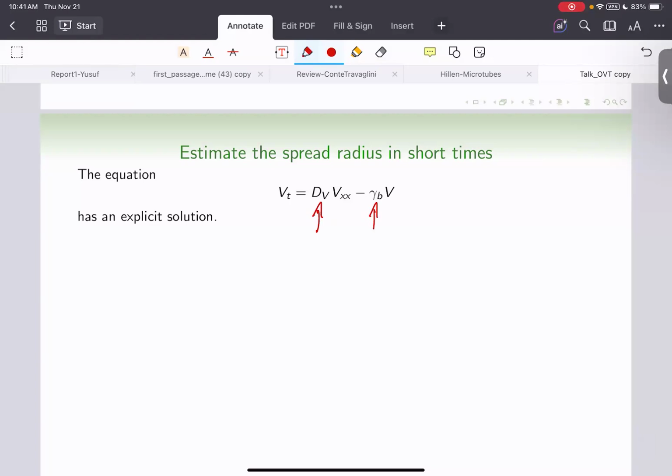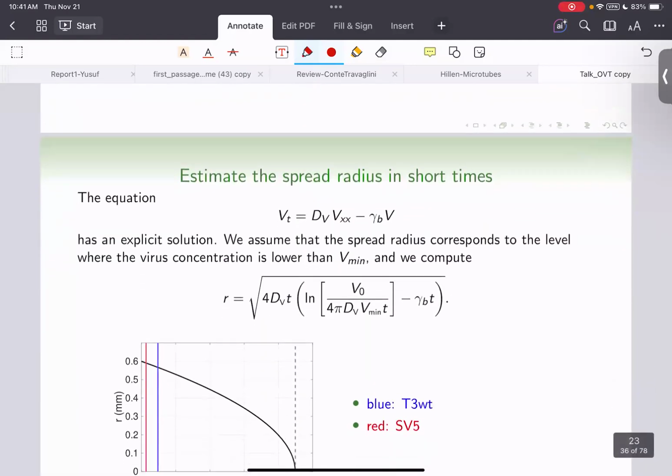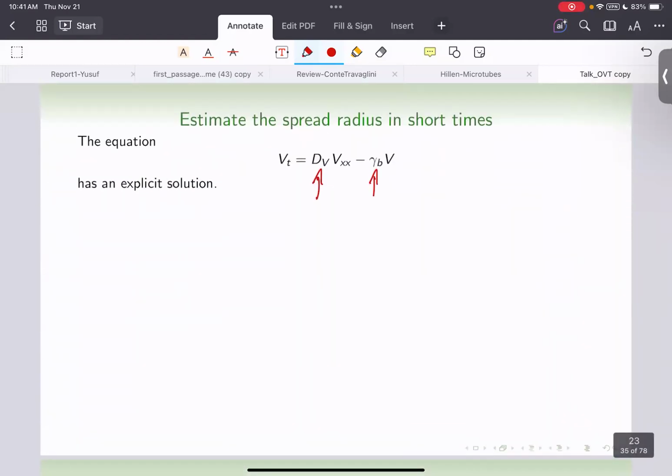And we can estimate the spread rate of the virus. Let's see, what do I have here? Okay, I need to explain this a bit more. So this is a one-dimensional problem.